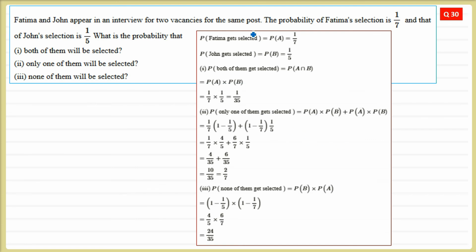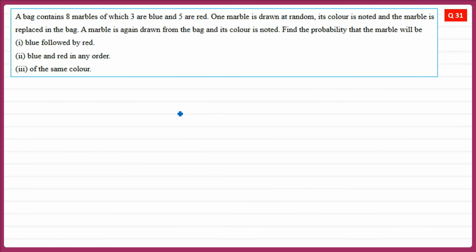So this is how you're going to go about it. These questions have been done earlier also. I hope you have a clear picture.